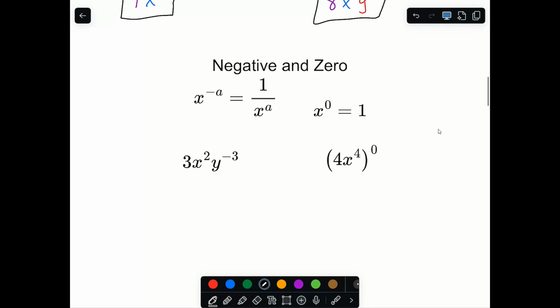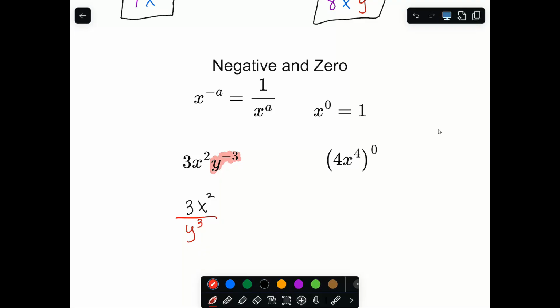So if we look at this first one here, the only thing that has a negative exponent is the y. So that is going to become my new denominator. So I'm going to write this as a fraction, 3x to the second power, and then on the bottom is going to be y to the positive 3. So it just flips where it's at. So if the negative exponent was in the denominator, it would become the numerator.